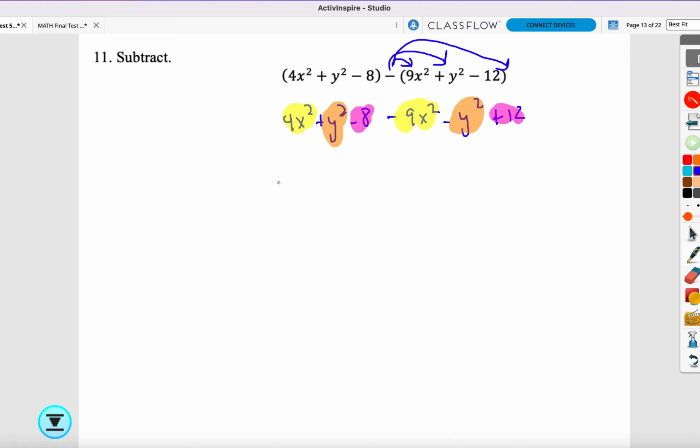So 4x squared minus 9x squared. You have 4, but you owe me 9, so you still owe me 5 if you pay me off. The y squared terms cancel out because it's the same thing. You owe me $8, but you got paid 12, so you have $4 left to your name after you pay me the 8. And you're done.